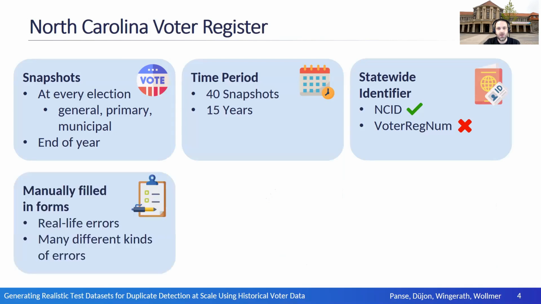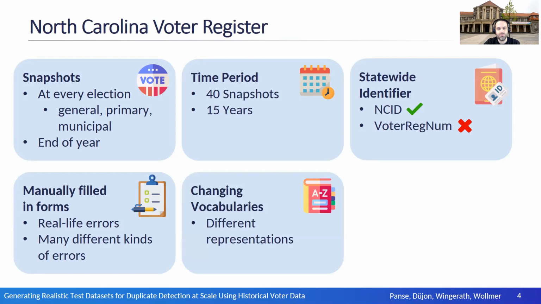The voter data are often recollected at each election using hand-filled forms, resulting in a lot of data errors and variance between duplicate records. Finally, the register regularly changes some parts of its own vocabularies, which introduces additional differences in the duplicate records.